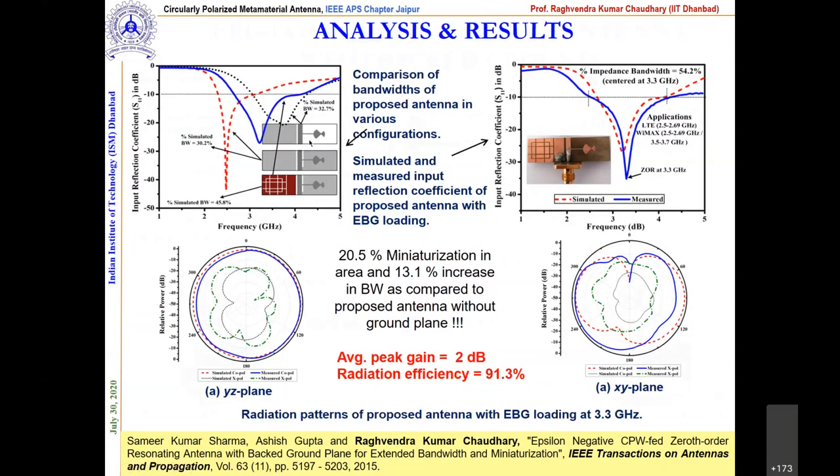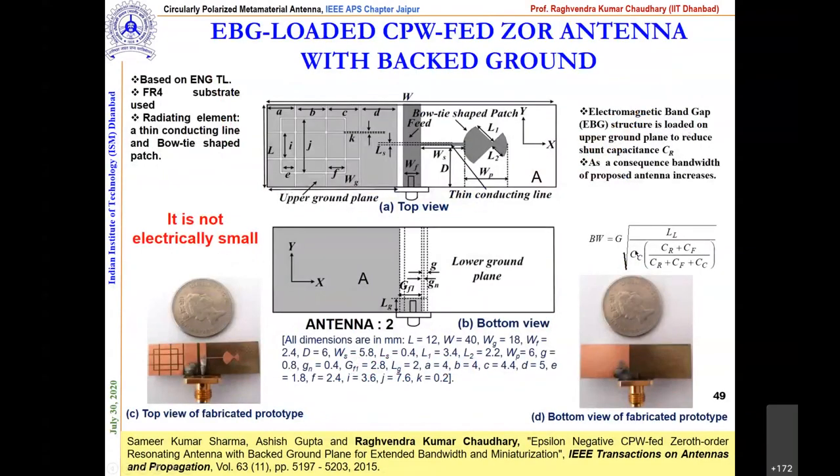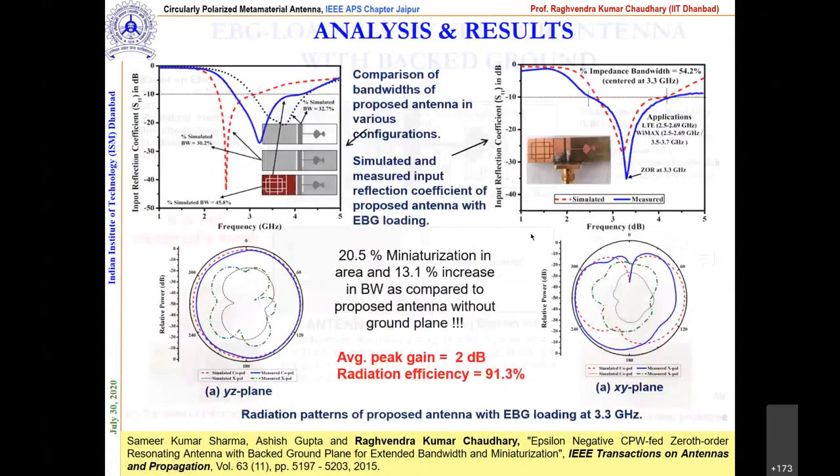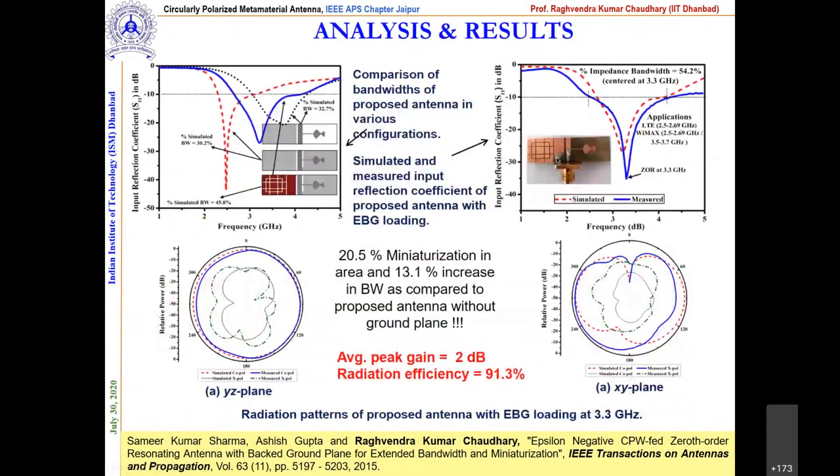The reason is quite clear: if you derive the formula, you find the capacitances are responsible. Due to this gap, the extra capacitance over the surface in series increases, and the overall capacitance in the shunt decreases. Finally, we got an average peak gain of 2 dB and a radiation efficiency of 91.3%. So in a very small antenna, we tried to achieve all those things.